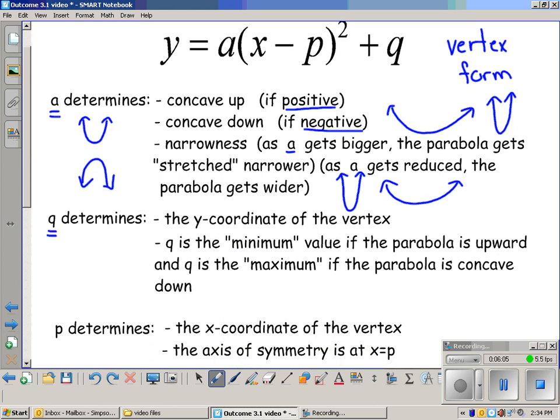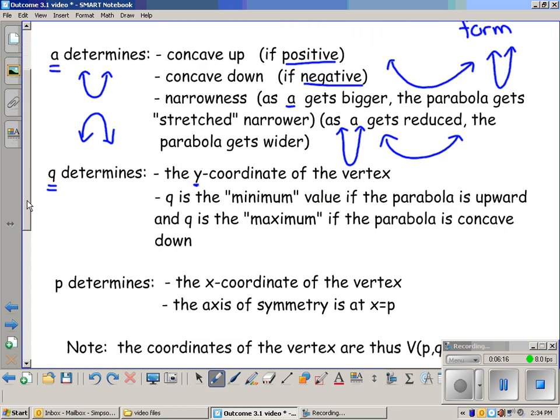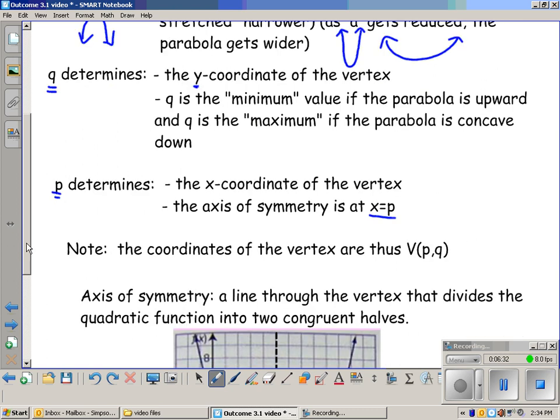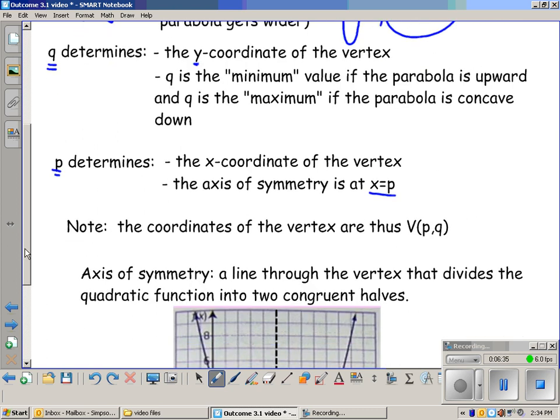Our q value tells us the y-coordinate of the vertex. Q is also the minimum value if the parabola opens upward, or the maximum if it opens downward. Our p value determines the x-coordinate of the vertex and also allows us to find the axis of symmetry at x equals p. Very useful information is the fact that the coordinates of the vertex are (p, q).